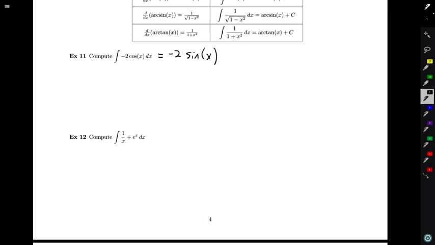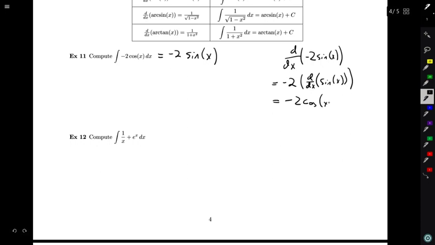And this is because of our constant multiple rule for derivatives, which says when you have a function and you multiply it by a constant, the constant sticks around when taking the derivative. In other words, if I were to take the derivative of -2 sine x, I would get -2 times the derivative of sine x. And the derivative of sine of x I know to be cosine, so this is -2 cos x, which is what we want. So we have -2 sine x plus c here for the integral of -2 cosine of x.